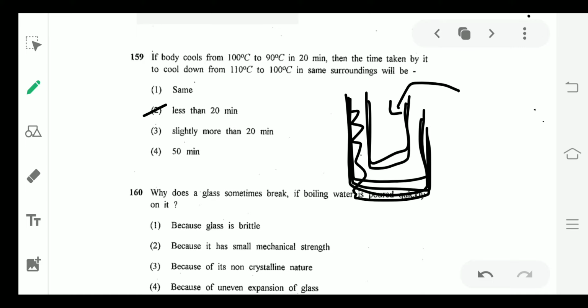So mostly in thick glasses, this uneven expansion takes place, so the glass breaks. So its answer will be because of uneven expansion of glass.